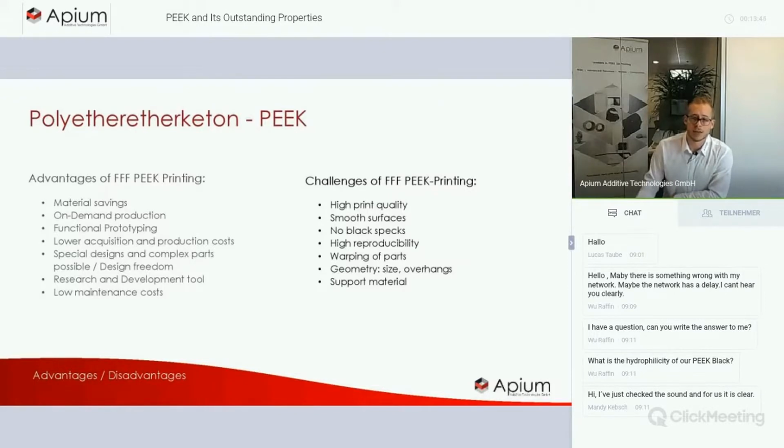Advantages we have with FFF processing: we have, of course, material savings, so we only deposit what is needed. In the end, we can have very little material waste when we think of the brim that has to be taken off. We can also have on-demand production and functional prototyping, since the material properties that come out of the print already show the right mechanical performance if you think of the load case this part will later be exposed to.